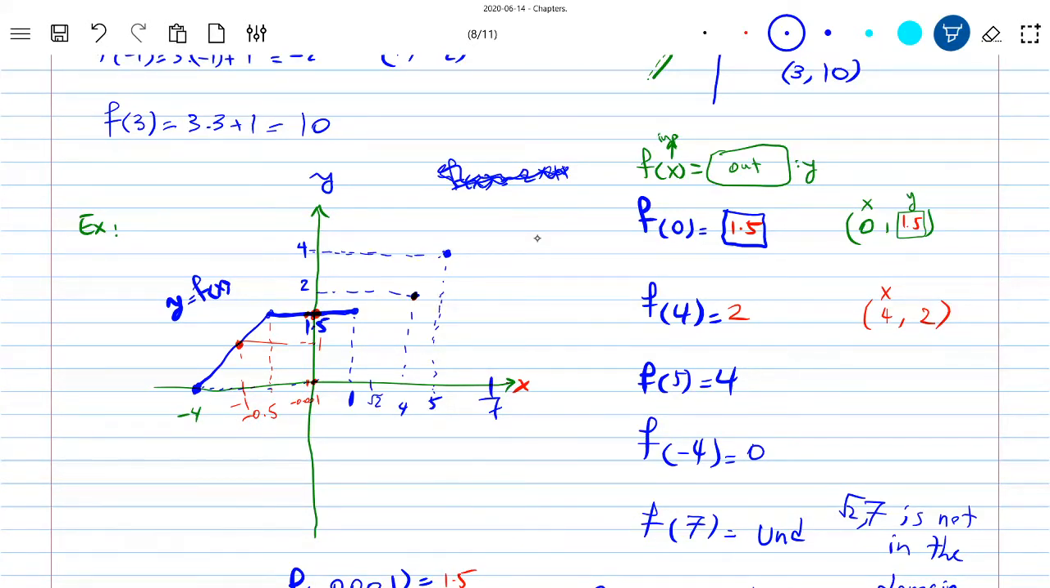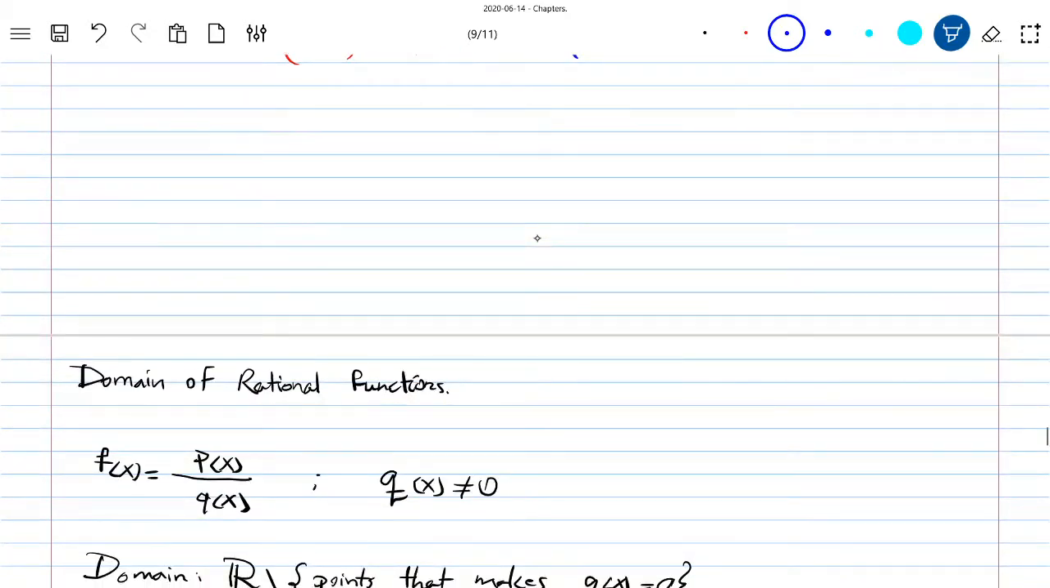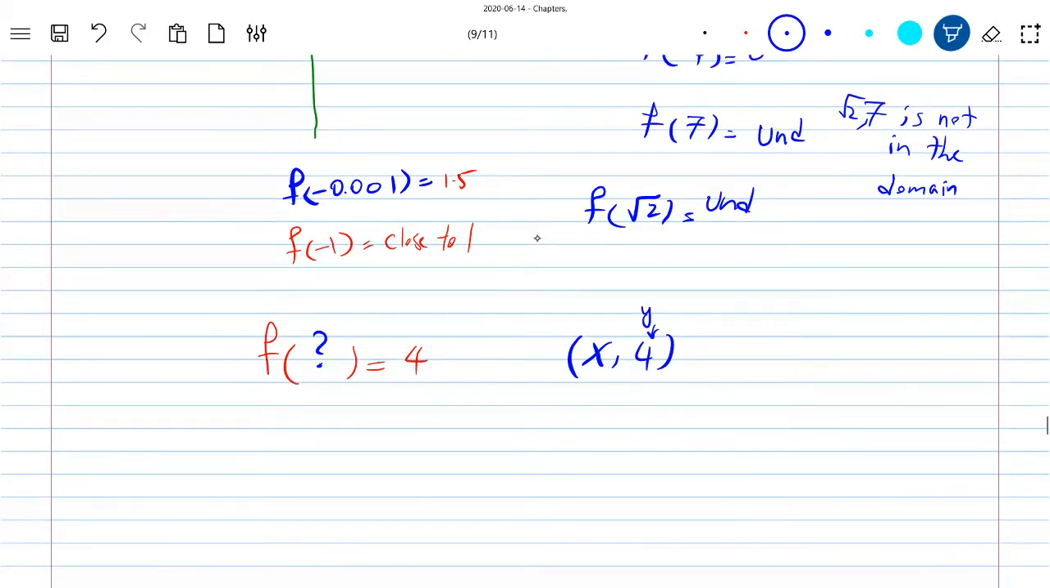What is the x value? X value is 5. I can say, let me go up here, this guy must be 5. So this input must be 5. You can go back and forth between input and output.